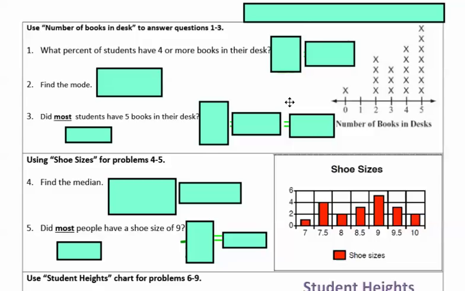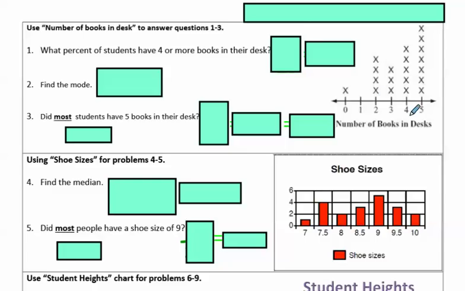Alright, so this line plot shows the number of books in a desk. So we have one student has 0 books in their desk, 1, 2, 3, 4. 4 students have 2 books. There's no one that has 1 book, etc. So the first question is, what percent of students have 4 or more books in their desk?